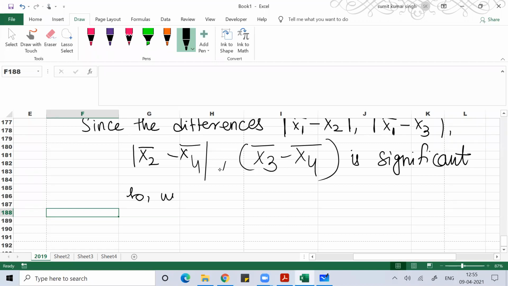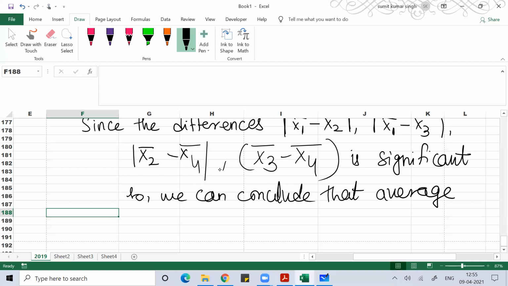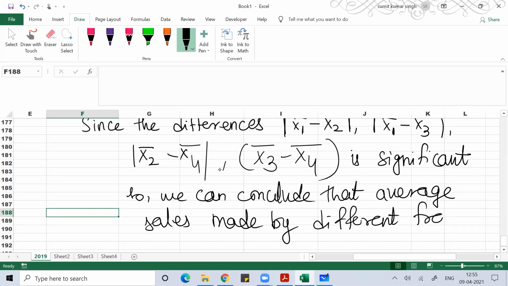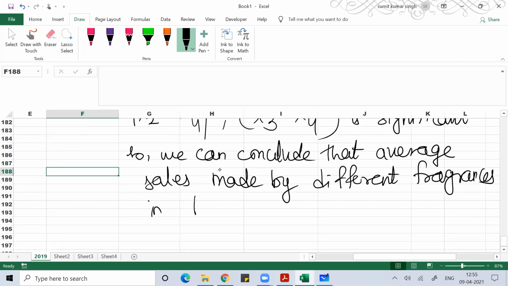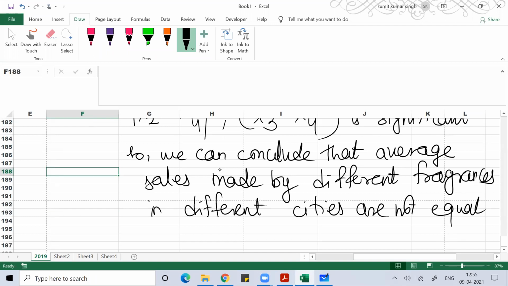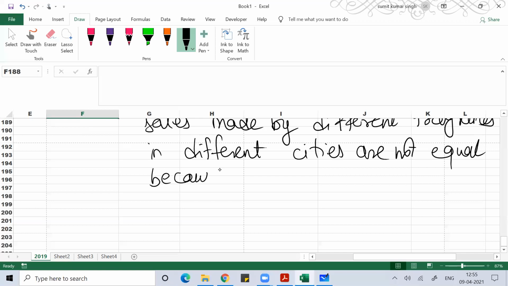So we can conclude that the average sales made by different fragrances in different cities are not equal because of differences in average sales.